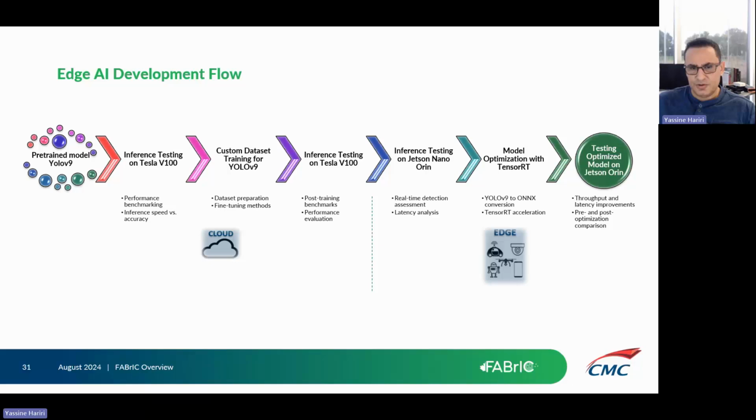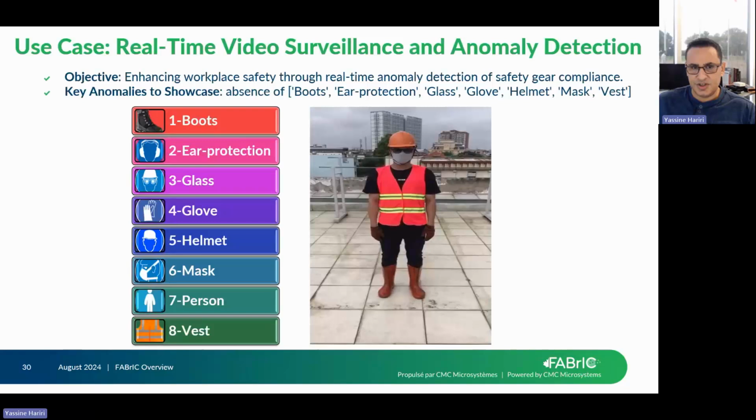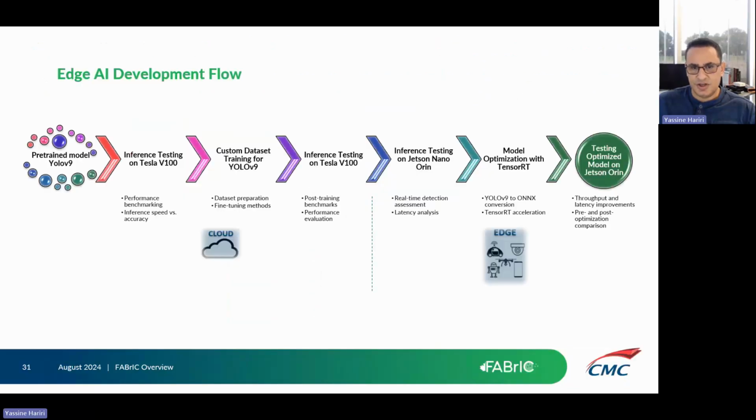Our Edge AI development flow is as follows. So we are going to start with the pre-trained model. We are going to test it first. Before we do anything else, we need to test if the model is working and if the application is working. So we're going to test it on a Tesla V100. Then we're going to retrain the model on our custom dataset that supports these classes. So each class will have a number of images. We retrain the model and fine-tune it and see if it performs well, if the detection is high.